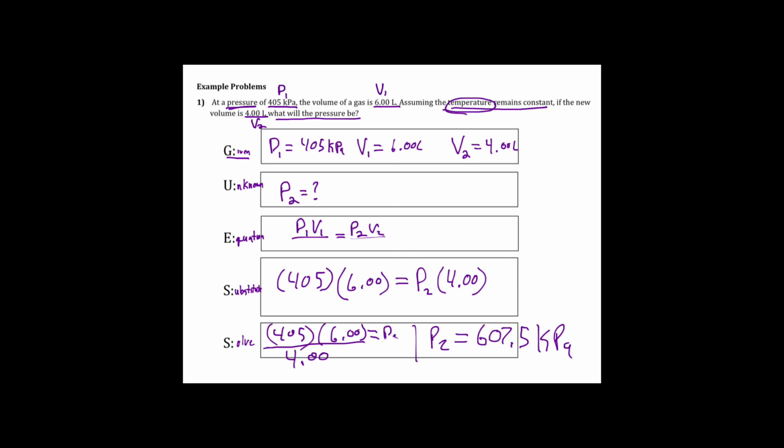Now, before we move on, does this make sense? What happened to the pressure? We started out at 405 and we ended at 607. Well, the pressure increased. Does that make sense for the pressure to increase if the volume is decreasing? And the answer is yes, because as you decrease volume, you increase pressure. So that makes sense. All right.